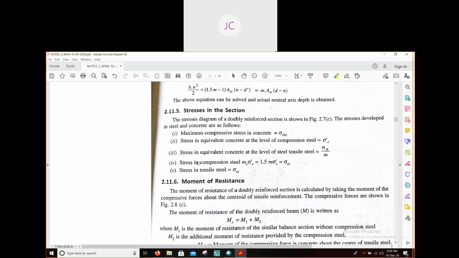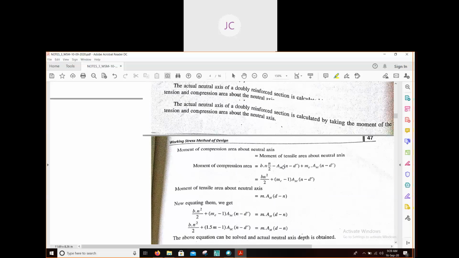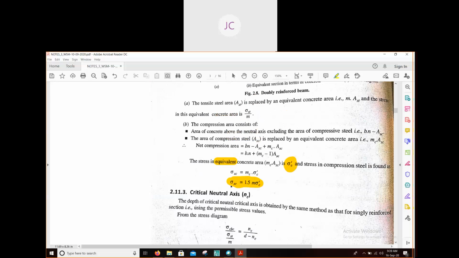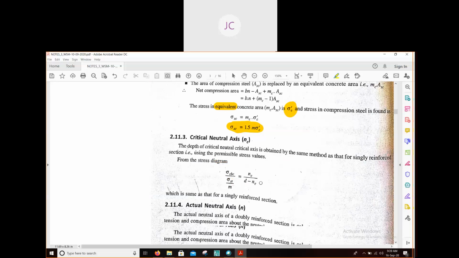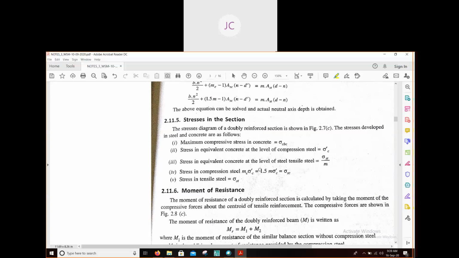Next, stress in compression steel is equal to this much, as I have already shown you here. Sigma SC equal to 1.5 times M sigma C dash. This is the thing. Then stress in tensile steel is equal to sigma ST.